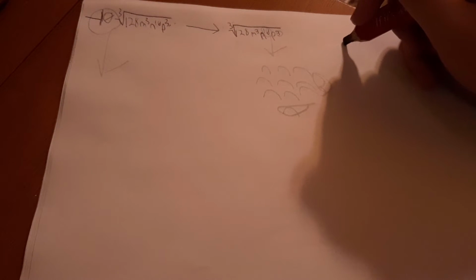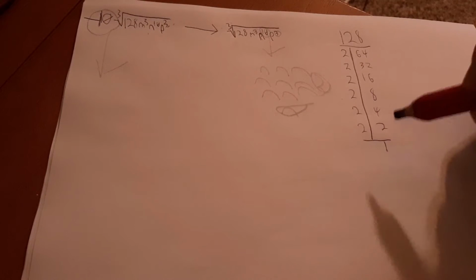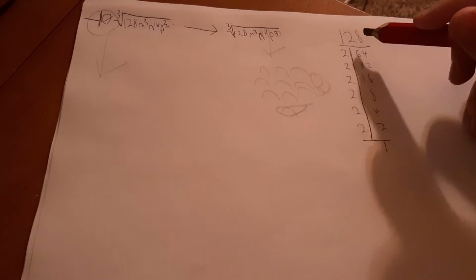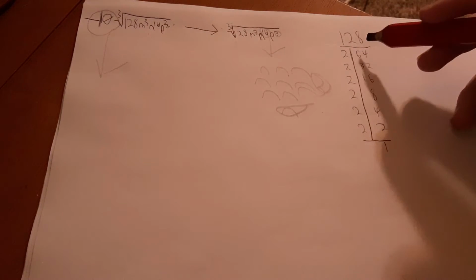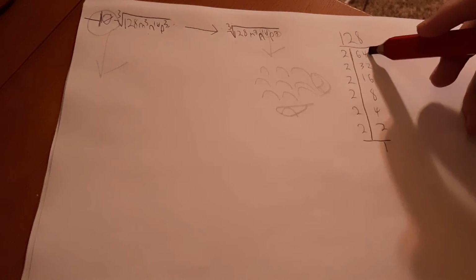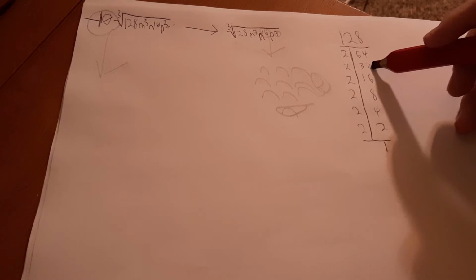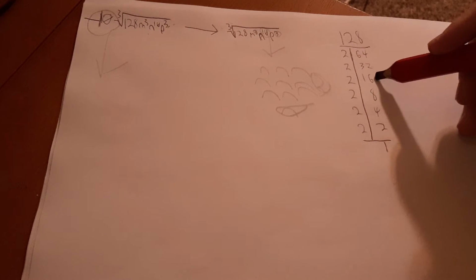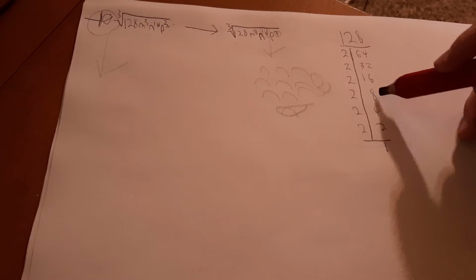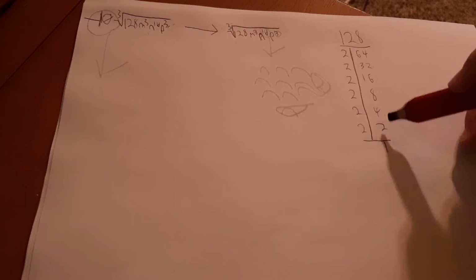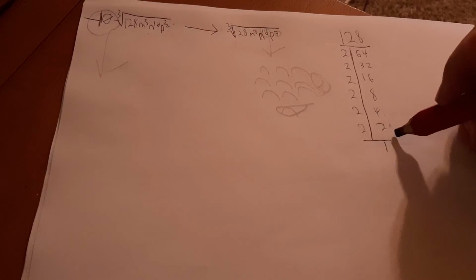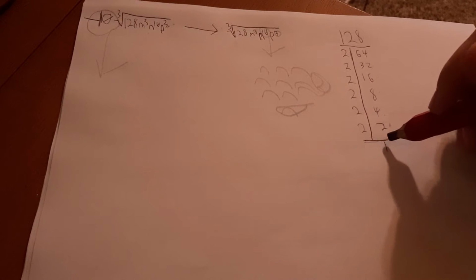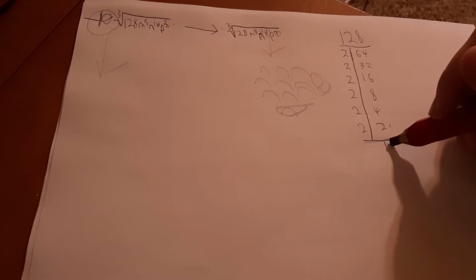Now let's go ahead and focus on that 128. There we go. I've written out a little table for us here. We have our 128 up here, which can be divided by 2 to get 64. Then again for 32, then again for 16, then again for 8, then again for 4, and finally for 2. This is the lowest we can go. If we go any further, we'll just get 1, and we don't want that.